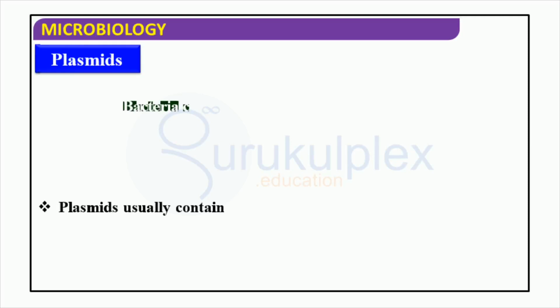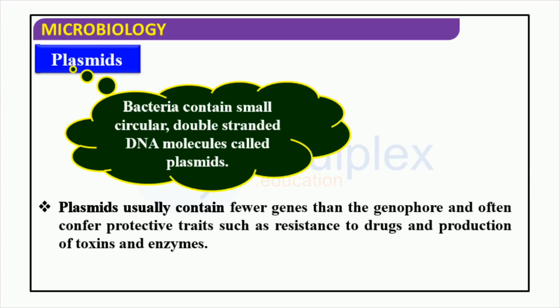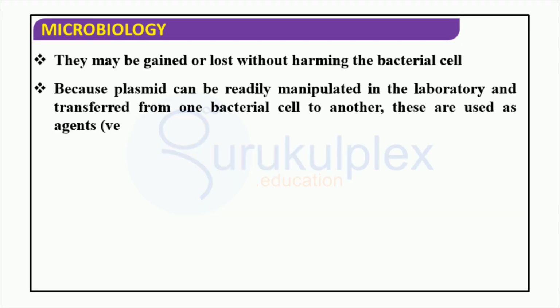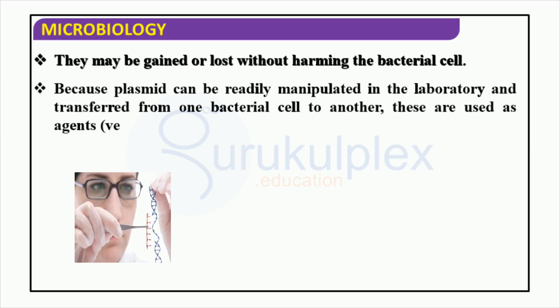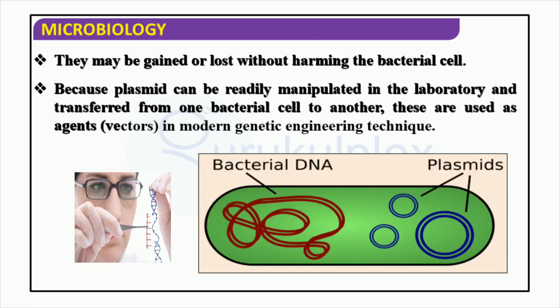Plasmids are found in bacteria and are small, circular DNA molecules containing typically fewer genes than the larger bacterial genophore. Plasmids can confer extra abilities to bacteria, like antibiotic resistance, producing toxins and enzymes. Plasmids are extra-chromosomal circular DNA molecules that differ from a bacterium's chromosomal DNA. They have the ability to replicate themselves independently, storing genetic information including antibiotic resistance and metabolic pathways.